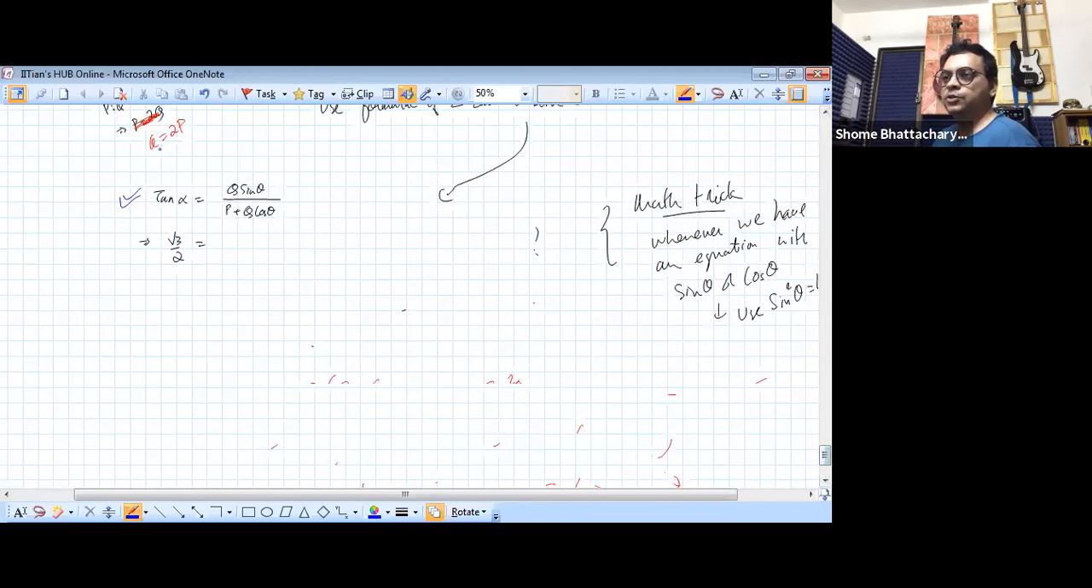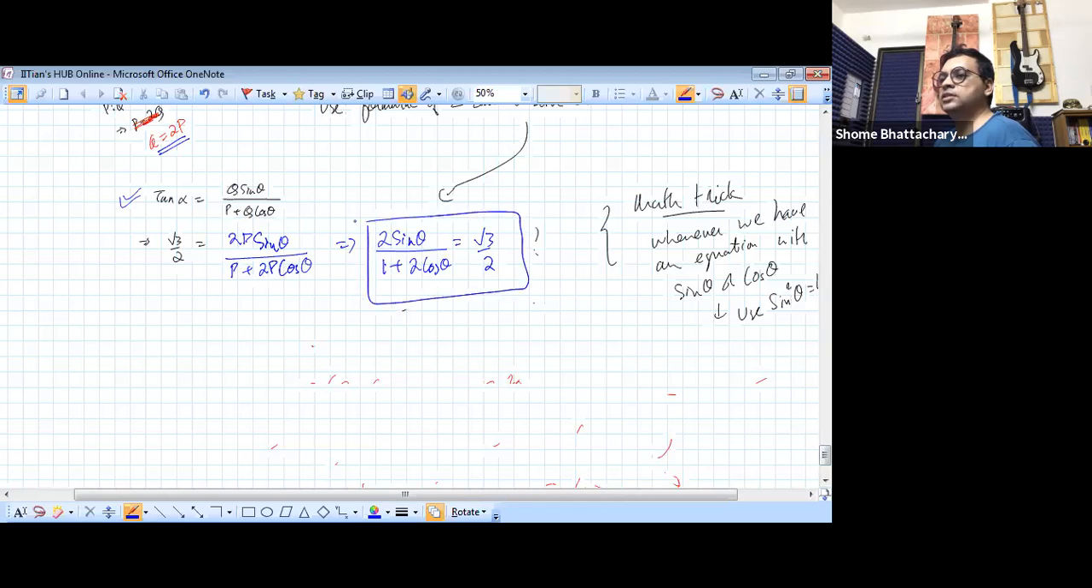Okay, so now in this you're putting Q as 2P. So 2P sine theta upon P plus 2P cos theta. So further cancelling the 2, it becomes 2 sine theta upon 1 plus 2 cos theta. So that thing here is equal to root 3 by 2. So now the point is, how do we solve an equation like this, in which there is a sin theta term and also a cos theta term?